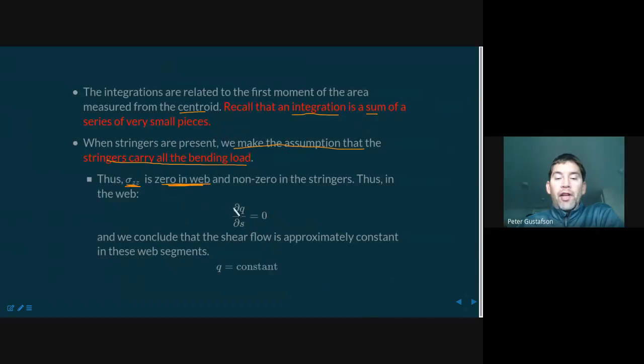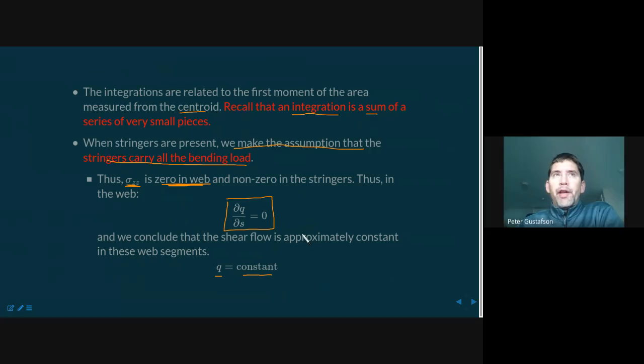So what does that tell us? If the right-hand side is 0, dq/ds is equal to 0. We make the conclusion that if these assumptions hold, and they actually turn out to be reasonably good assumptions, then when we integrate this equation, we get that q is equal to some constant value. And we've made that argument before.